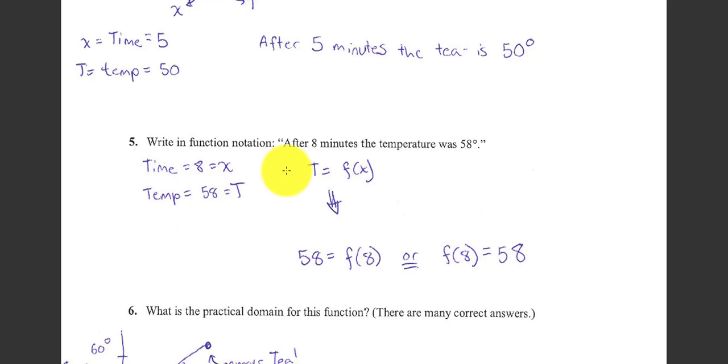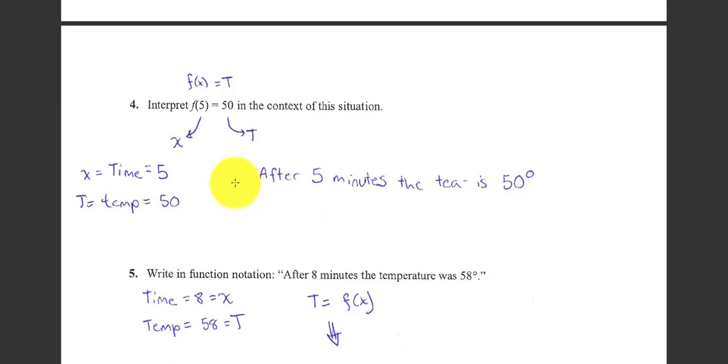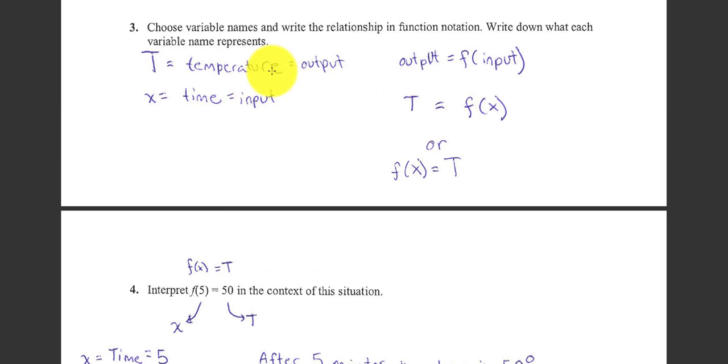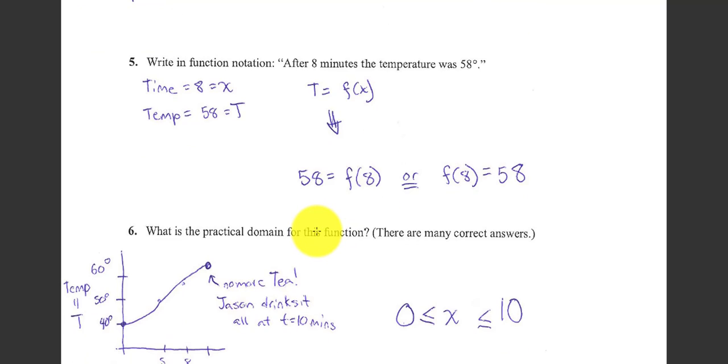Write in function notation, okay. After 8 minutes, the temperature was 58 degrees. So 8 minutes is the time. So I put the time in parentheses. So f of 8 equals the output, which would be the 58 degrees, right? Remember, we said that the output was the temperature and the input was the time, and the input goes inside the parentheses. The X goes in the parentheses. So if the time is 8, 8 replaces X. The temperature replaces the output, okay?